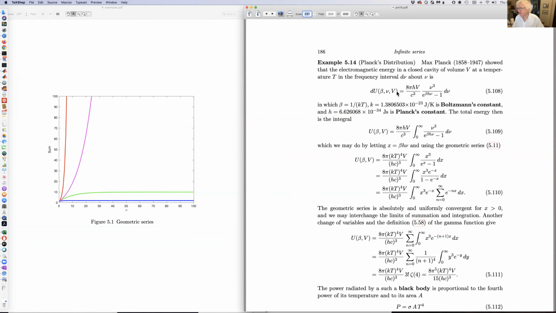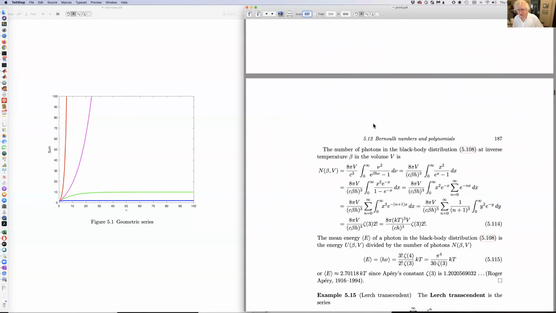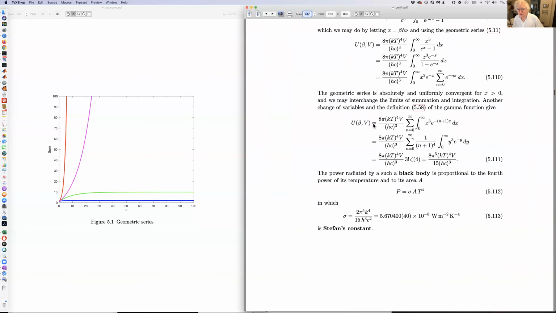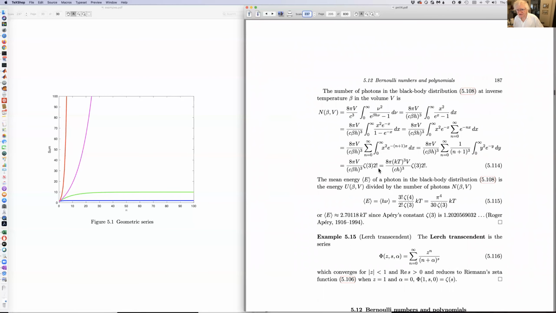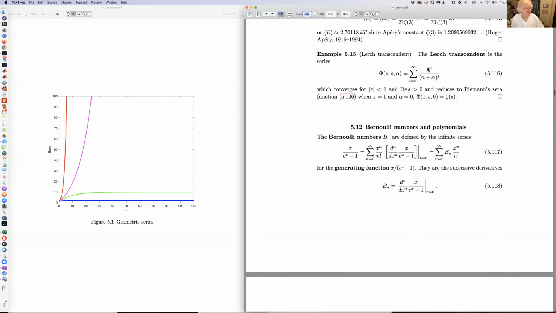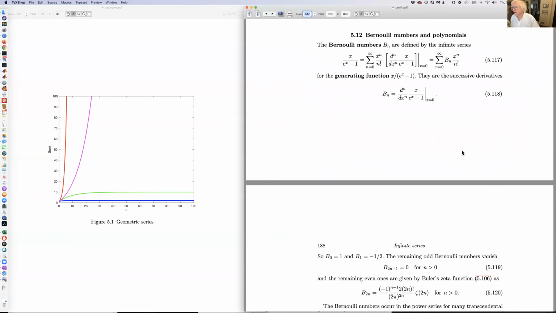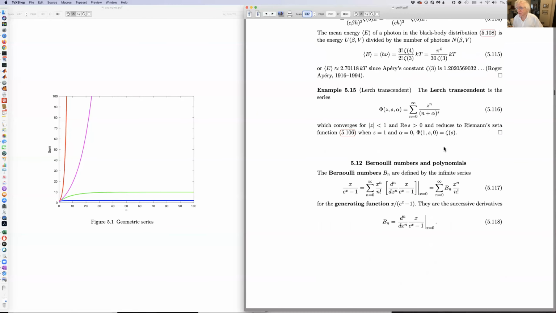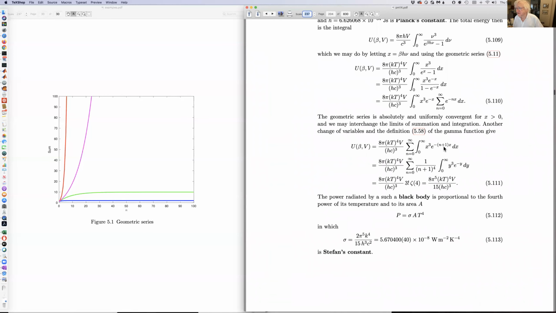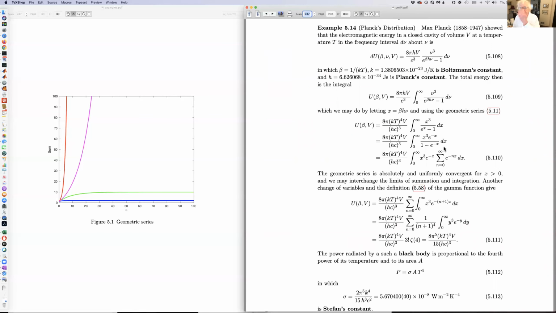Anyway, if you want, I'll go through this. Otherwise, we can leave it till Wednesday. But what you can see here is that in this Planck distribution, we've got a zeta of 3 popping up. The Lerch transcendent, I think we can forget completely. Then there are Bernoulli numbers. Oh, okay, somebody wants me to go through the Planck thing, and okay, that's fair, I think. So what's the Planck distribution?